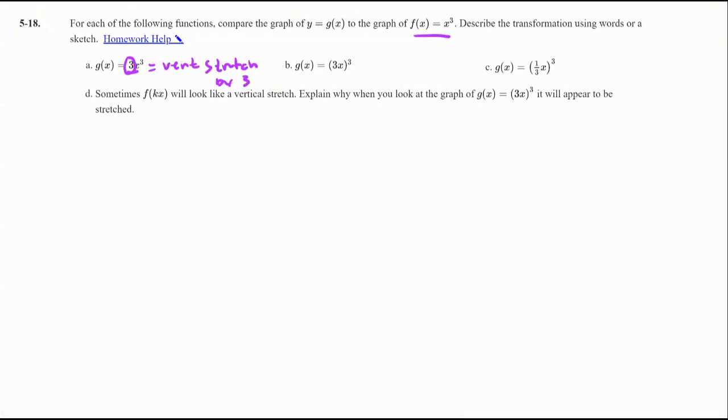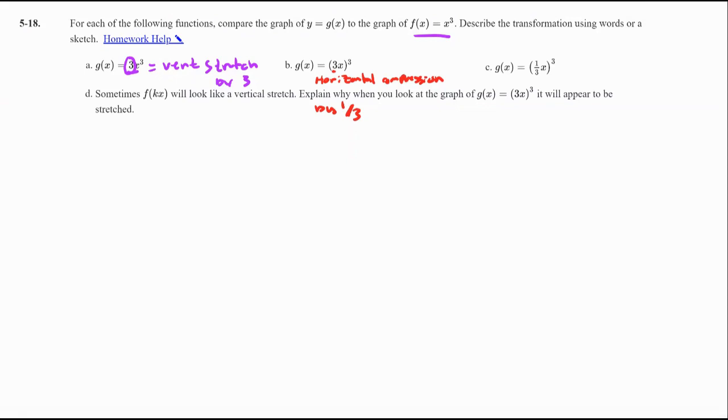The second one here is for b. Since the 3 is inside the parentheses where it is being cubed, we know that it is a horizontal stretch or compression. And on the inside here, everything is kind of the reverse. So even though it's a number that's greater than 1, we're really going to be saying that it is a horizontal compression, and it is by a factor of 1/3, the actual reciprocal of whatever number we're dealing with there, just because it's like a b value on the inside of the function.